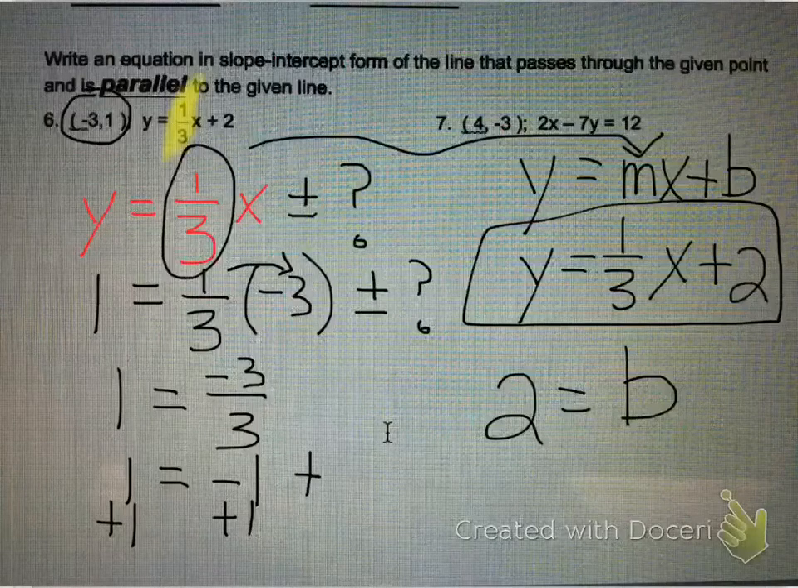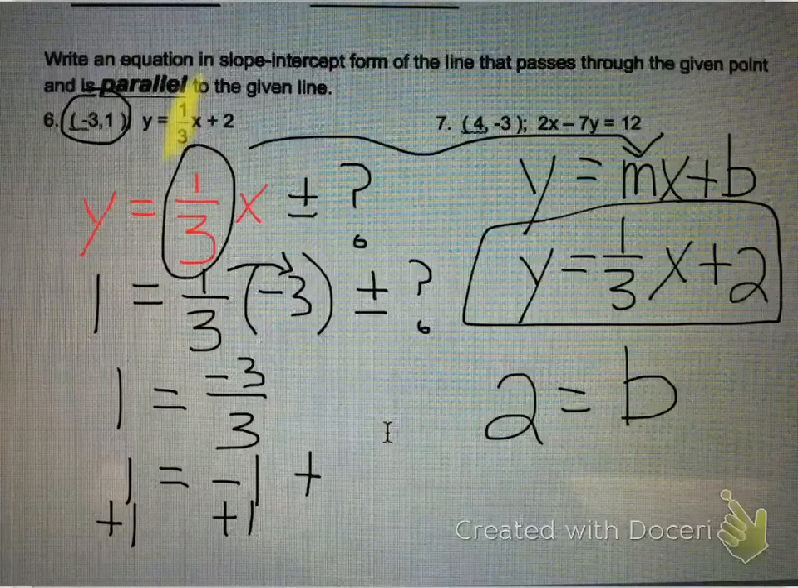So the slope never changed. Now, this just happened to be that this actually makes it go through the exact same equation. That just happened to be like that, this problem. Now, let's look at number 7, though, because number 7 may not be like that. Number 7's a little different.